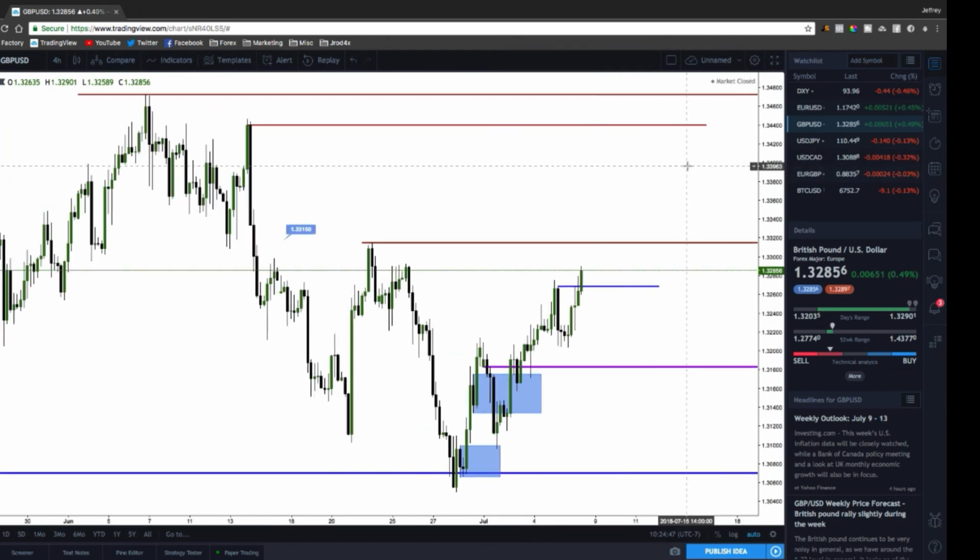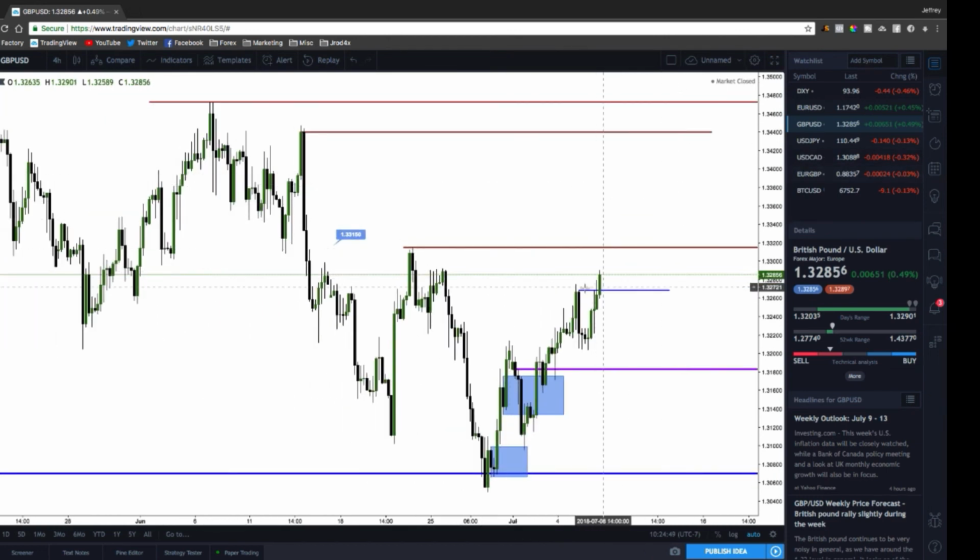So that's really it for cable. I don't really have anything to say about this. I'm not really focused on it too much this week. I want to see this hold to support, and I want to see these levels taken on the upside, as long as we get that continued weakness on dollar index.